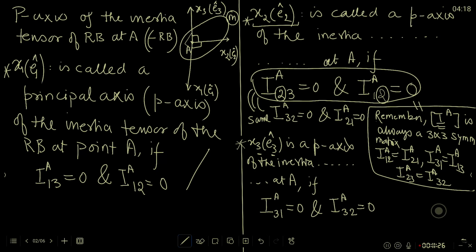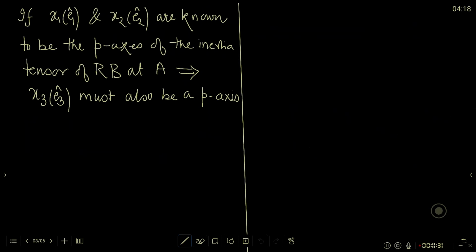Also realize that if you know x1 e1, I have written here, if x1 e1 and x2 e2 are already known to be the principal axis of the inertia tensor of RB at A, it automatically follows that x3 e3 must also be a principal axis. So if you have found two perpendicular axes to be the p axis of the RB at point A, the third perpendicular axis will automatically become a p axis. I can show you quickly.